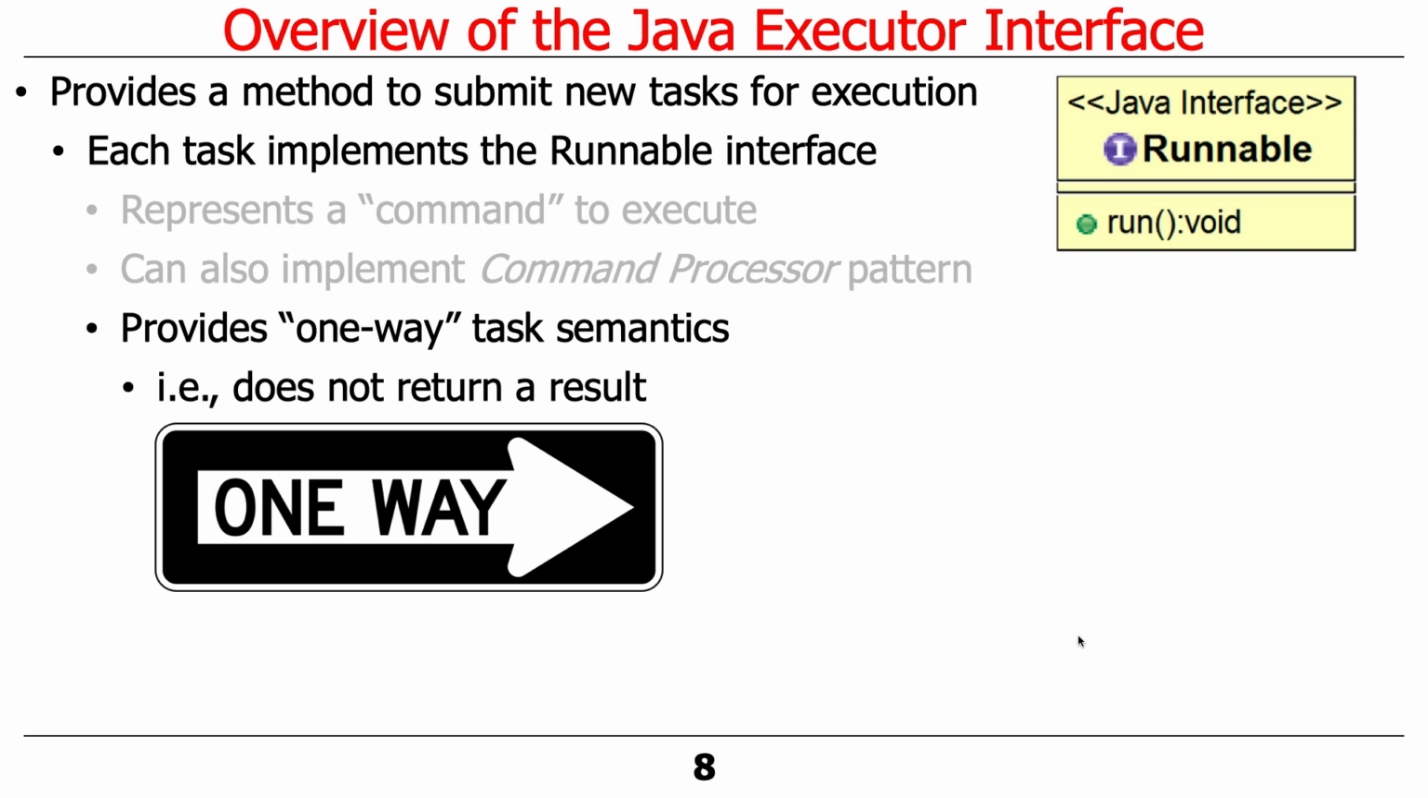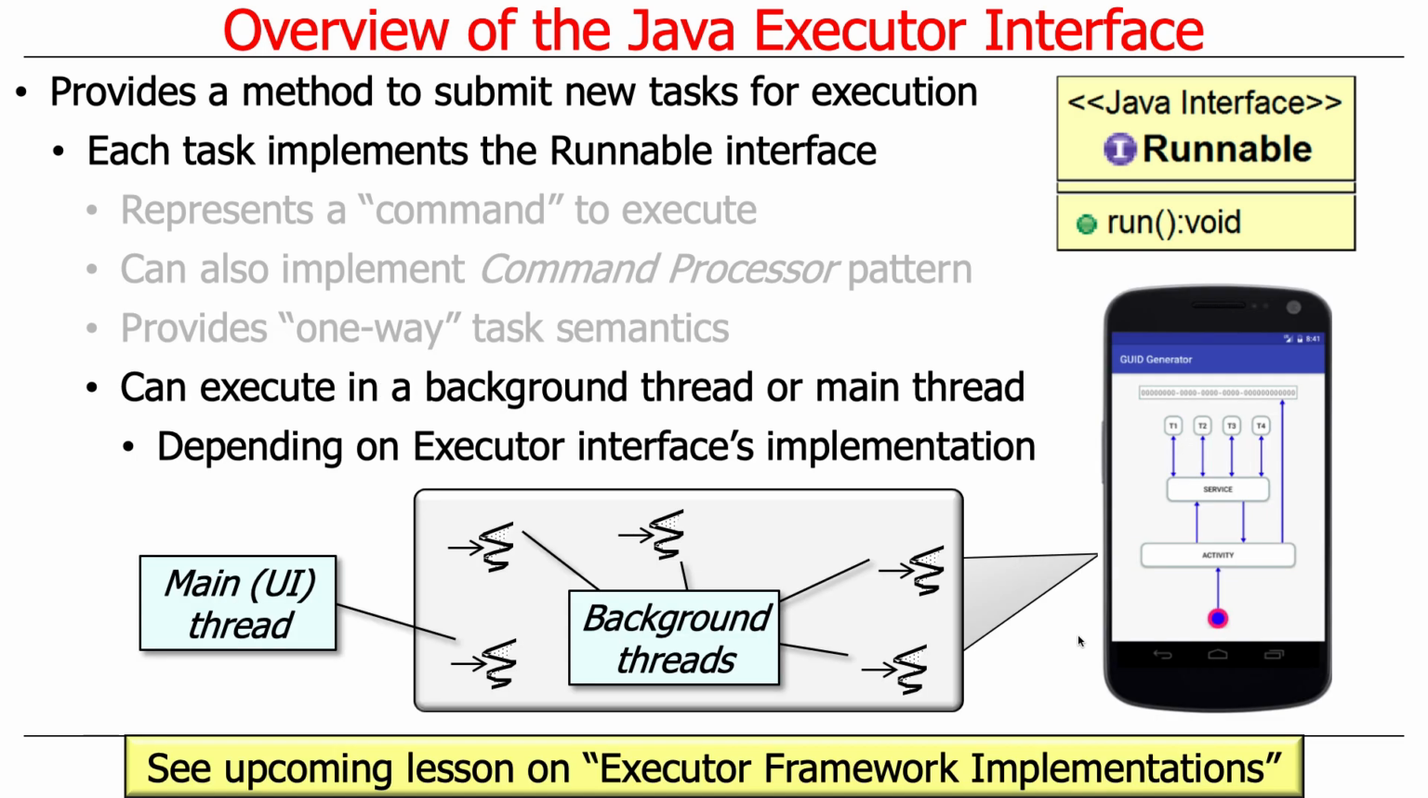The semantics of runnables are one way, and all that means is you give it some computation to perform, but the interface does not have a method that returns a result. So it's a one-way call. It's not two-way. You don't get results back, unless you program it through some other means, like a separate queue that you would keep track of and manage.